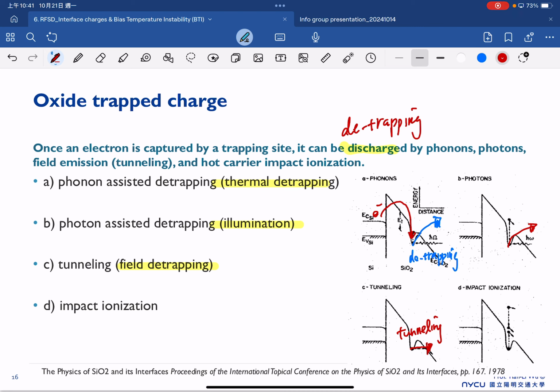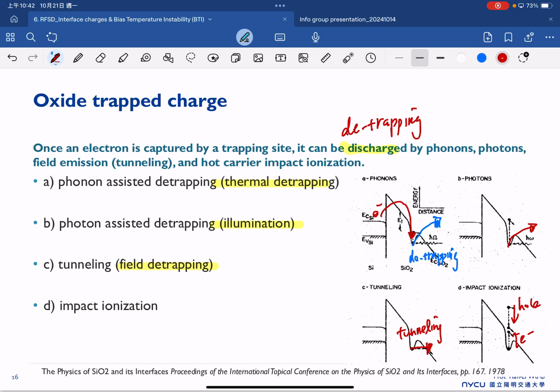And the last one is what we call impact ionization. So impact ionization means that we start to generate electron and hole pairs. So a hole will be generated due to the impact ionization, and we have the electron here. So electron and hole will be recombined, so then our trapped electron will disappear.